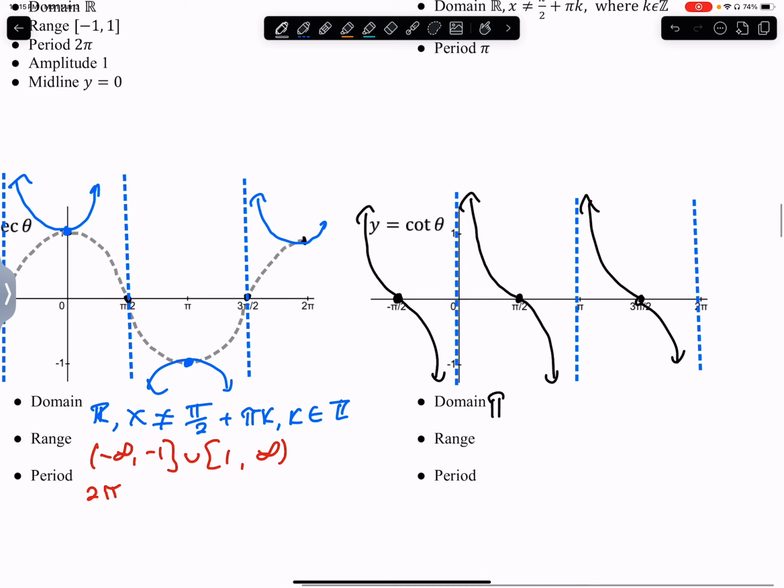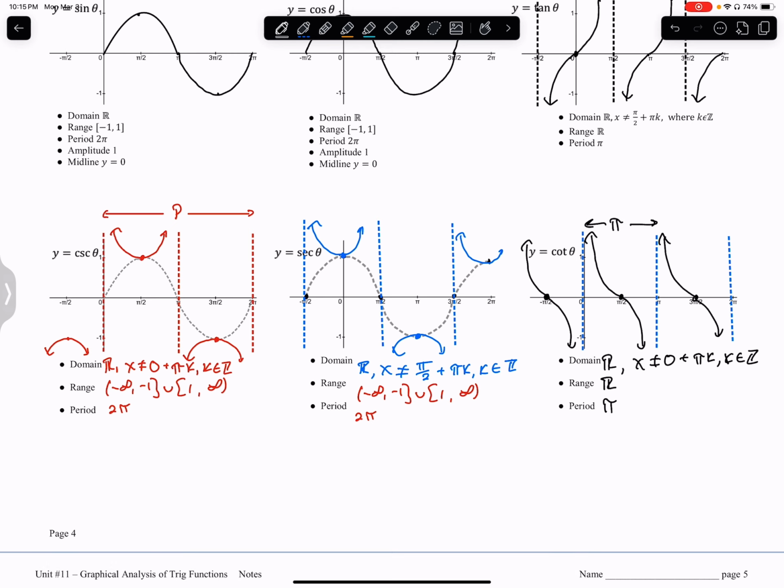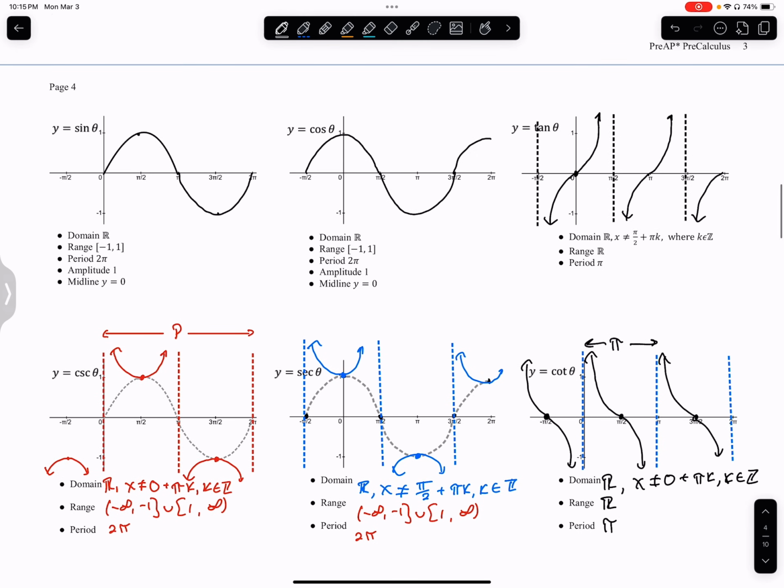The domain here is all reals except x cannot be 0. That's where this first vertical asymptote is. Plus pi times k, where k is any integer. This pi comes from the fact that these vertical asymptotes are pi apart. The range is all real numbers, goes up and down forever with no breaks. And the period for this is pi, just like tangent.